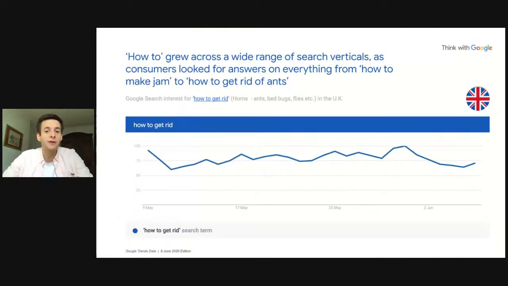If we look at how to get rid of something, this has been, again, more and more important over the past few weeks, because people look for how to do things. They really looked for education online through YouTube, but also through all of the amazing resources that are available online. And it went from how to make jam to how to get rid of ants.